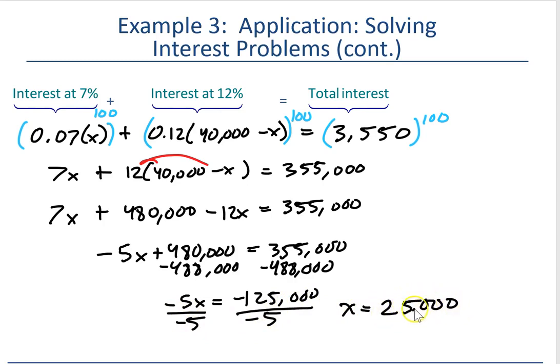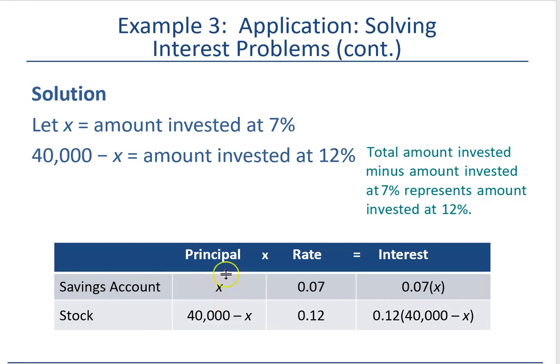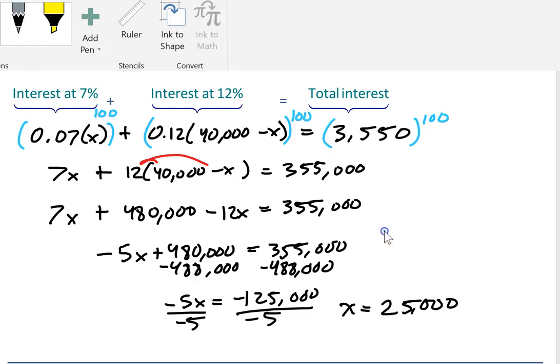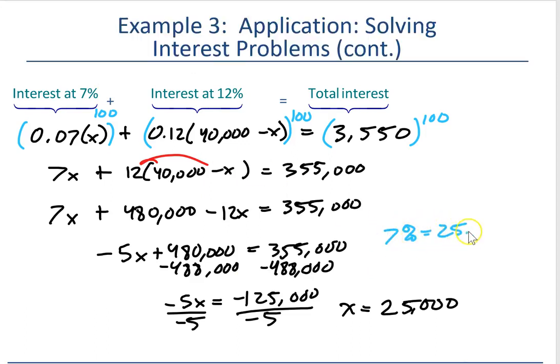25,000. Okay, so what this is saying is x, remember x is our initial. Let's go back up here. Notice x is our initial principal in our savings account. Well, that's our 7%. So let's just draw this out here. At 7%, we did 25,000. Well, remember, you're going to have to take that 40,000 and minus the 25,000, and that is going to give you at 12%, she invested 15,000, because we're looking for both types.